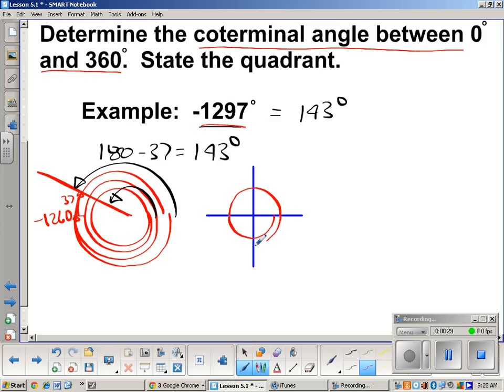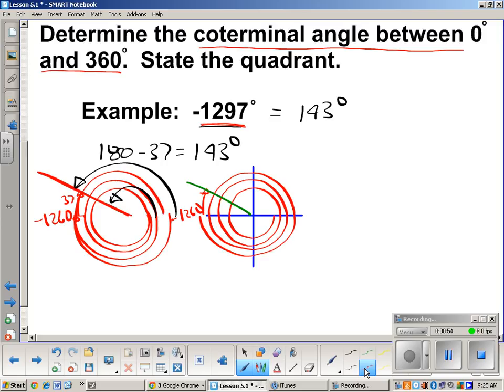That's 360, 720, 1080, 90 more would be 1170, sorry, and 90 more would be 1260. That's negative. And so 1297 would be 37 more. That gives us this angle right here.